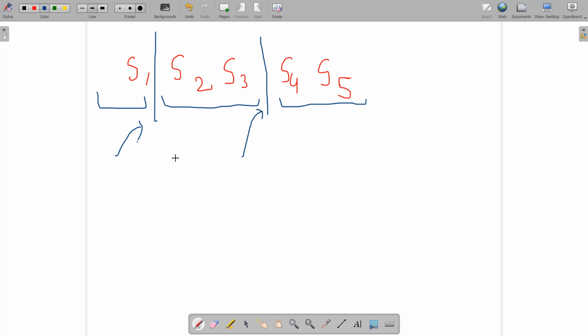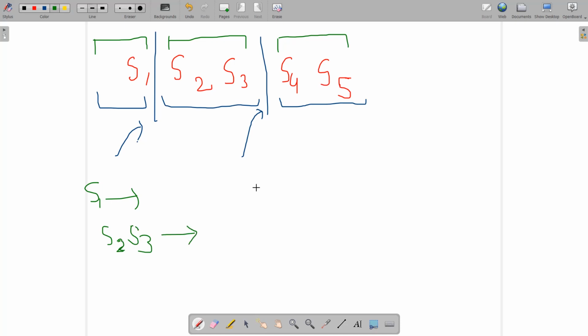If you are dividing the given string into multiple substrings, you need to ensure that whatever substrings you take, like this s1, this s2 and s3, and this s4 and s5, all of these strings must be palindromes. Like s1 should be a palindrome, the string formed from s2 and s3 must be a palindrome, and similarly s4 and s5 must be a palindrome.